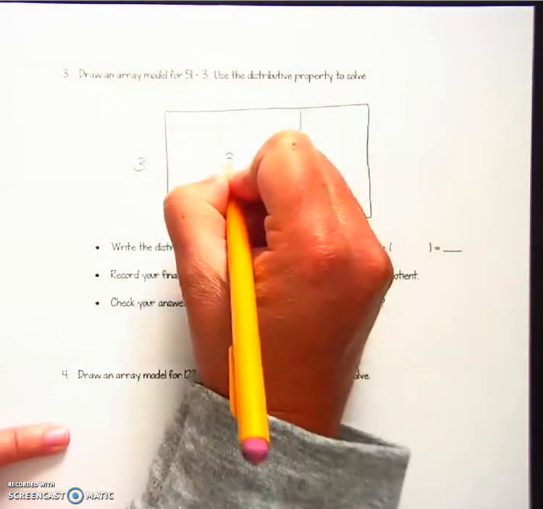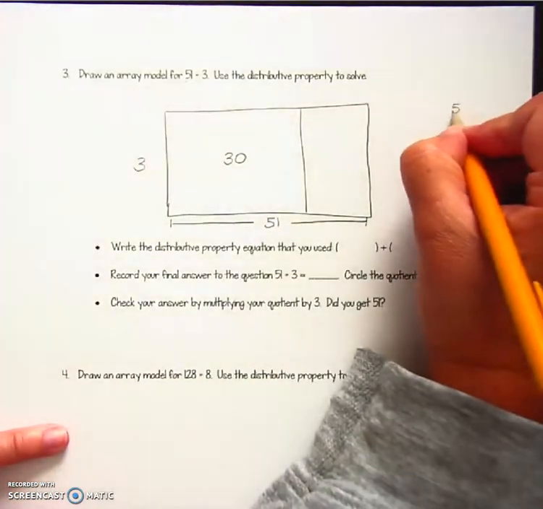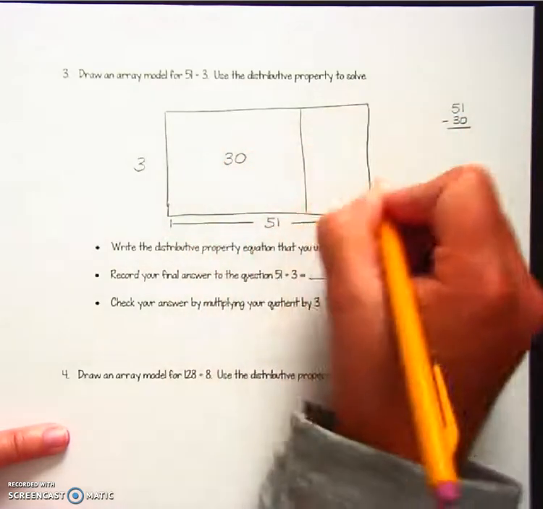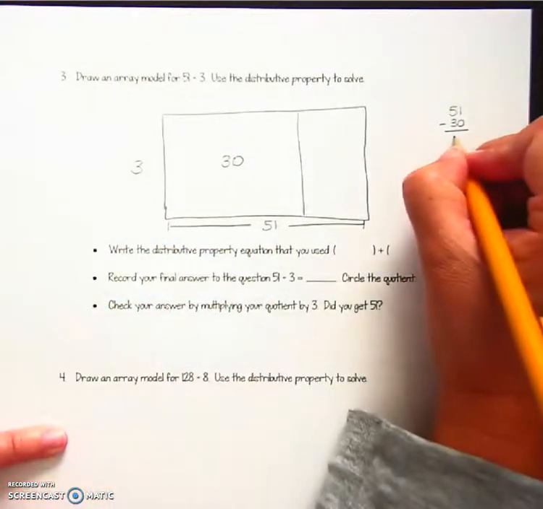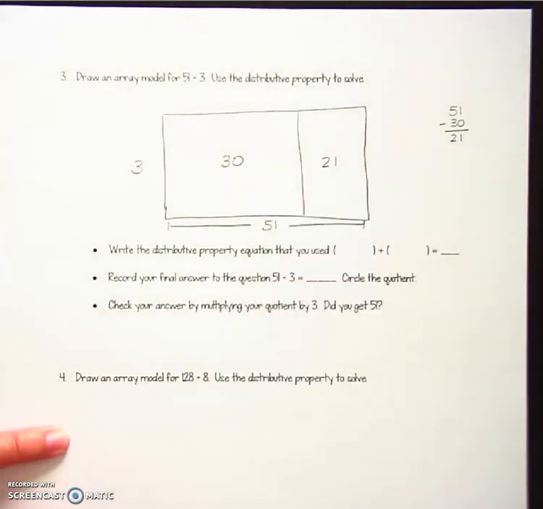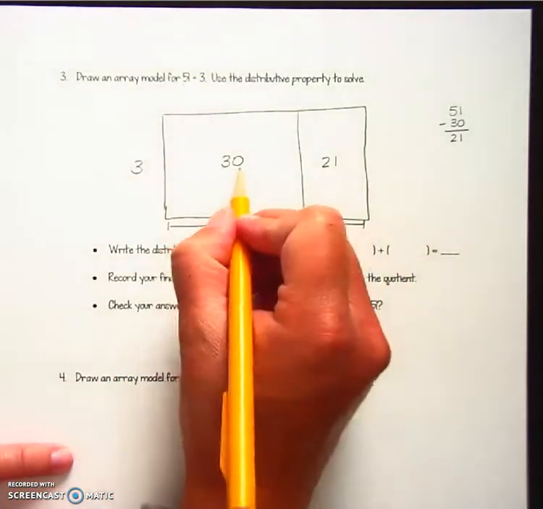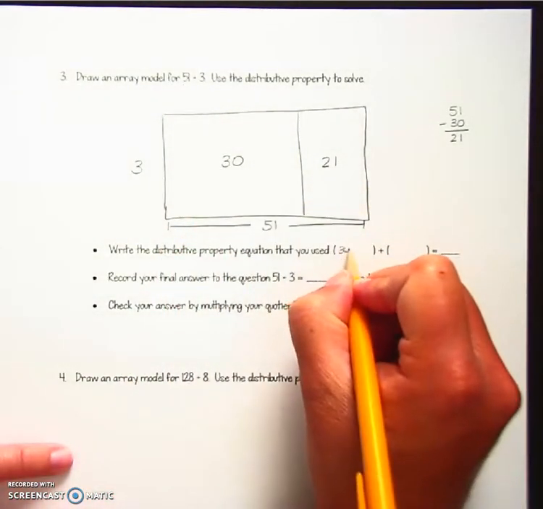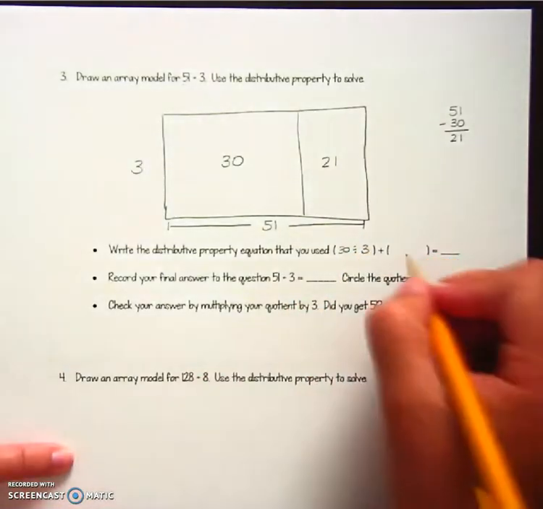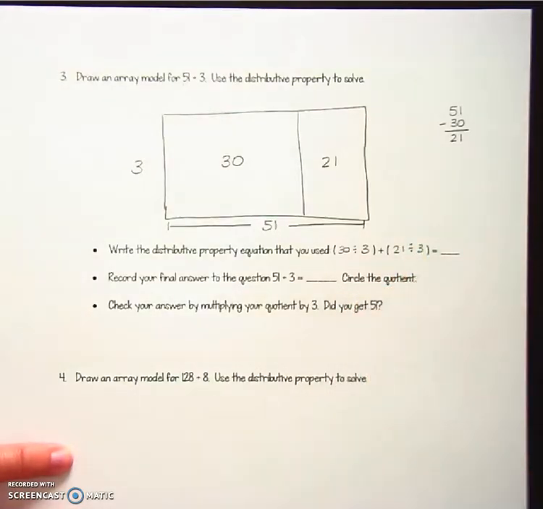So if I have 30 of the pieces on the left-hand side, then I can subtract those from the 51 that make up the entire rectangle to tell me that there will be 21 pieces left on the right-hand side. So now, to write my equation, I'm going to say that 30 divided by 3 makes up my first part, and 21 divided by 3 makes up my second part.